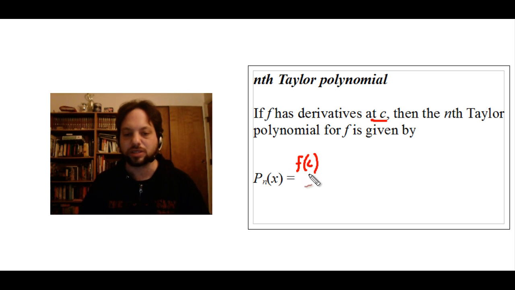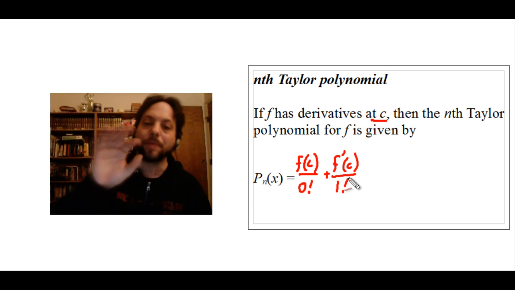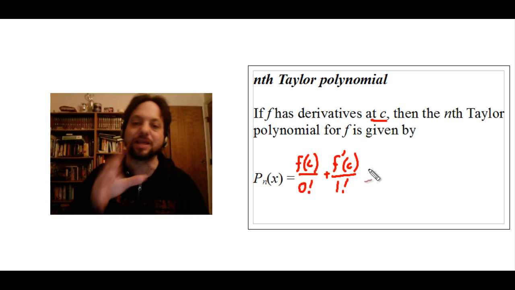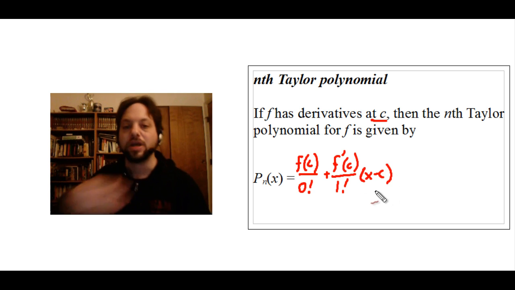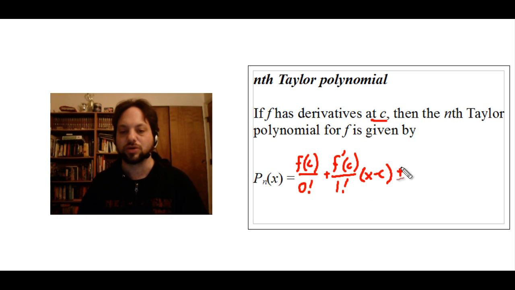We're going to start with f of c over 0 factorial. We will add that to the derivative at that value of c over 1 factorial. So we're finding the slope at that point. However, here comes the biggest thing that people always forget. This is not going to be x. We're recentering our polynomial, which you learned to do back in Algebra 2. So instead of x, we're going to have x minus c. All right, so far so good.